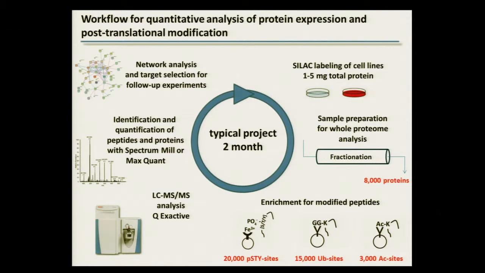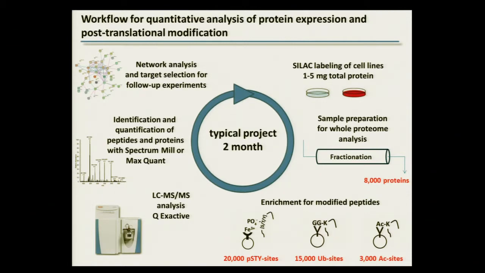The sample processing here usually takes another 2 weeks. Then we move on to mass spectrometry analysis on Q-Exactive instruments, which can also take between 1 and 2 weeks, and continue with identification and quantification of peptides and proteins with either of the 2 software packages that Namrata has described before, which are SpectroMill and MaxQuant, and then do follow-up analysis and network analysis, which can take even longer in some instances.